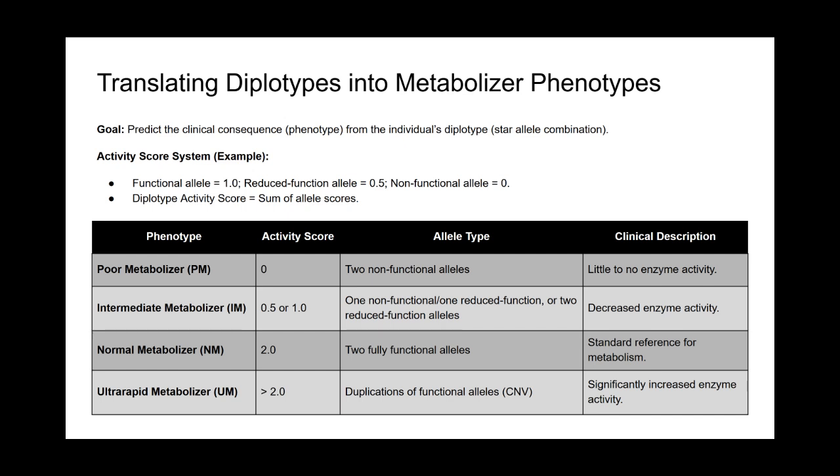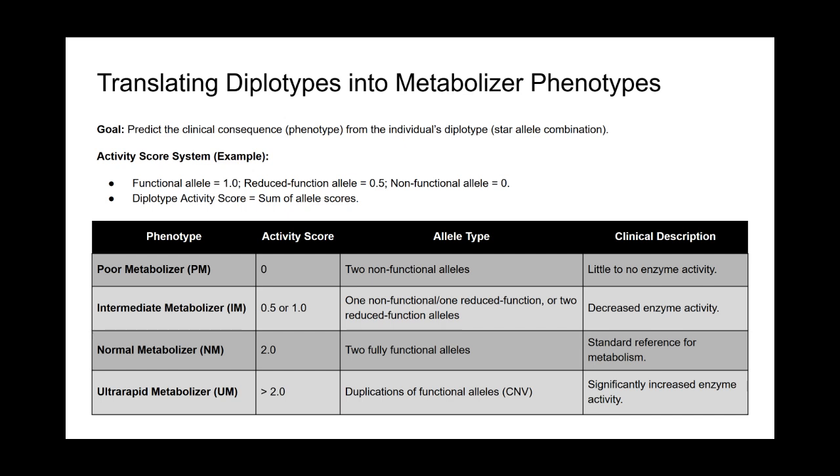Individuals classified as poor metabolizers possess two non-functional alleles, resulting in an activity score of 0. They have little to no enzyme activity. Intermediate metabolizers carry either one reduced function allele and one non-functional allele, or two reduced function alleles, leading to an activity score of either 0.5 or 1.0, and thus have decreased enzyme activity. Normal metabolizers have two fully functional alleles, which corresponds to an activity score of 2.0. They serve as the standard reference for drug metabolism.